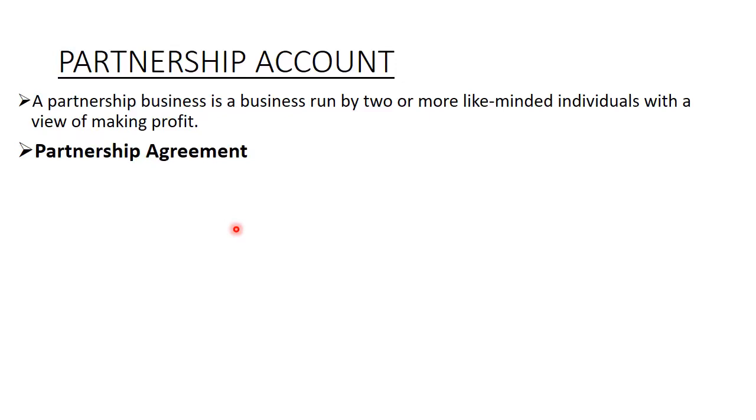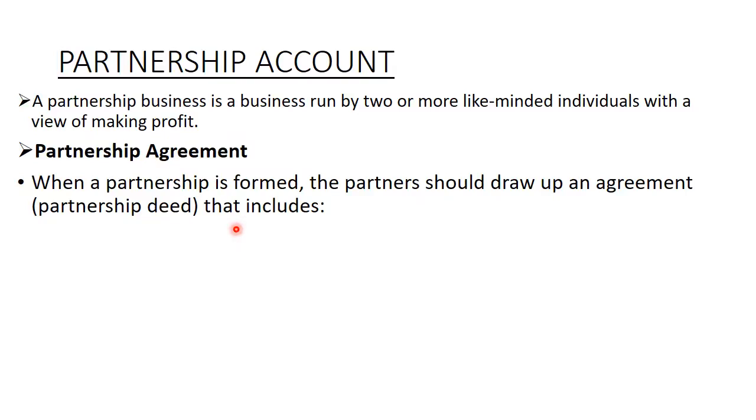So, when two people have decided to start a partnership arrangement, they have to draft what is called a partnership agreement. The content of this partnership agreement includes the partners' capital contributions, that is, the amount of money that each partner contributes to the business.